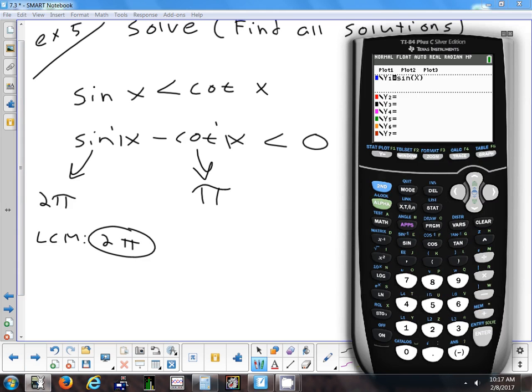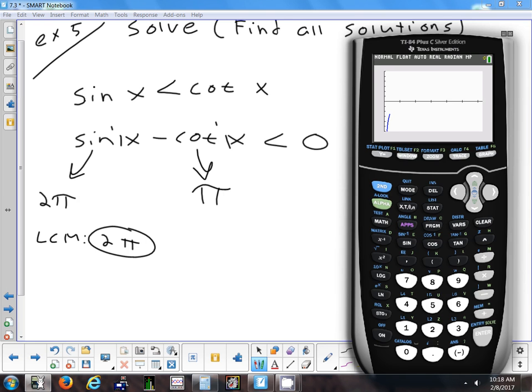Okay, so we get sine of x. And what about cotangent? 1 divided by tangent. Right, you've got a reciprocal, that's how you have to type it in. And I like to put that in parentheses just so the calculator treats that as its own calculation. So I have sine minus cotangent, and I'm looking for where it's below the x-axis.